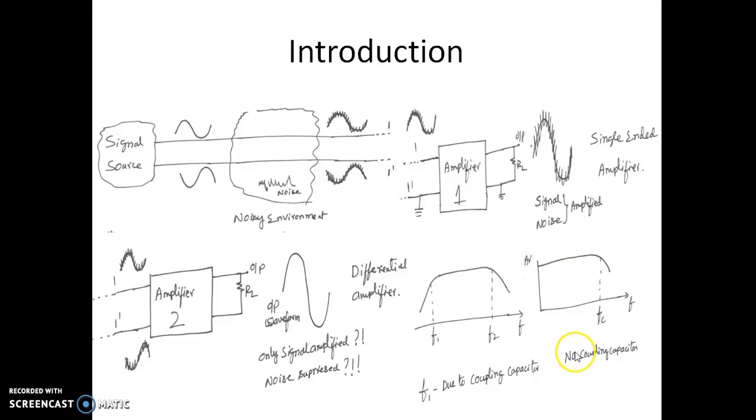This can be made possible only if I don't have a coupling capacitor. The amplifier should have no coupling capacitor, so that this F1, which was due to the coupling capacitor, can be totally eliminated, and the amplifier can amplify even the smallest of frequency signals, including DC. So these are the two requirements: to suppress the noise and to have DC gain. So we go for a differential amplifier.